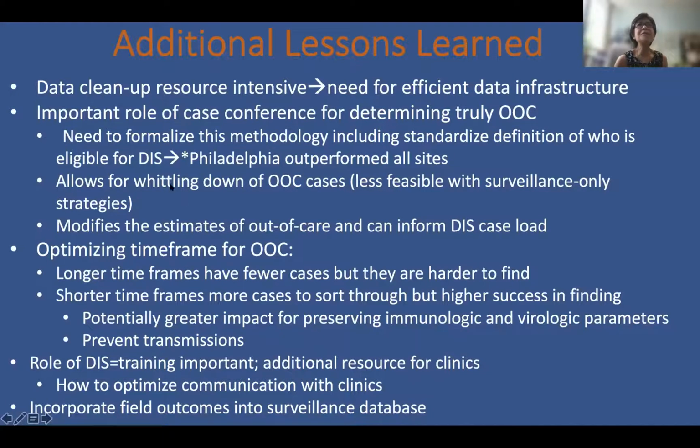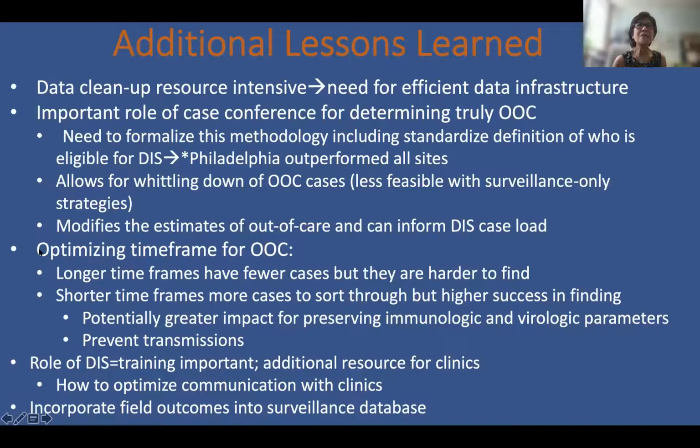I already told you the case conferencing was critical for whittling down the number of out of care cases, and that's less feasible with surveillance-only strategies, and it modifies the estimates of out of care. What that does is that the DIS do not have to look for so many people, because they can hone their efforts on the people the clinics are concerned about for out of care.